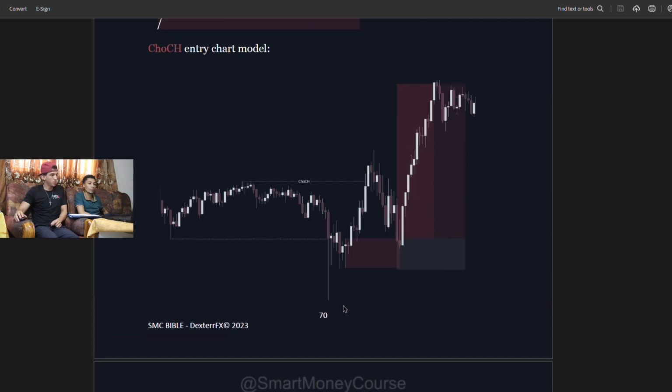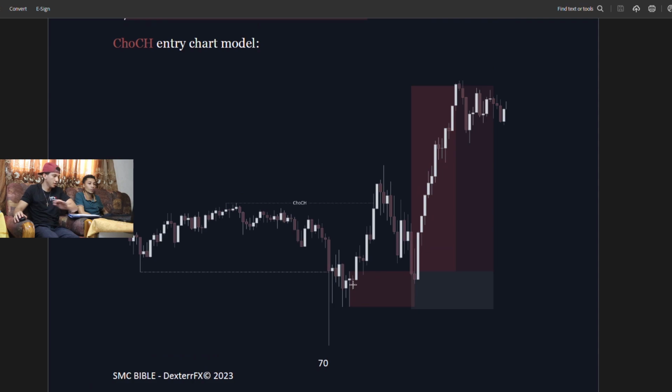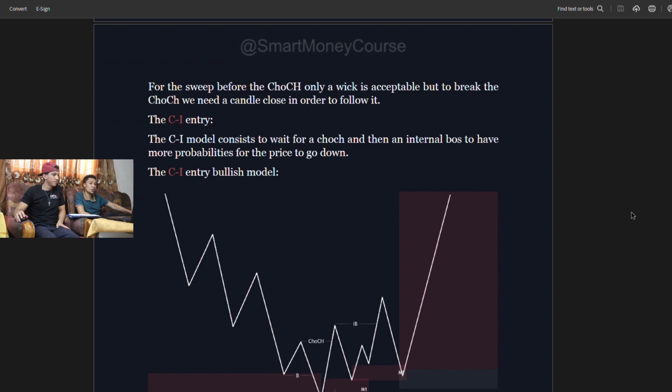I just zoomed in to see it, leaving it for about 2 seconds, and there we go. For the sweep before the change of character, only a wick is acceptable, but to break the change of character, we need a candle close in order to follow it.